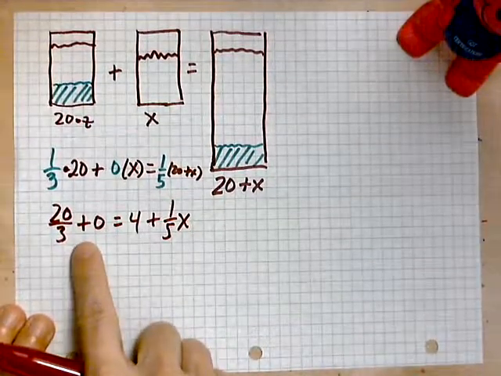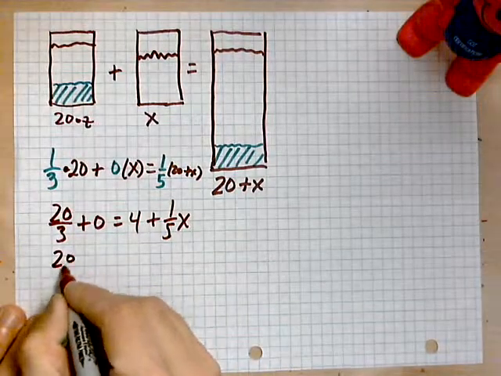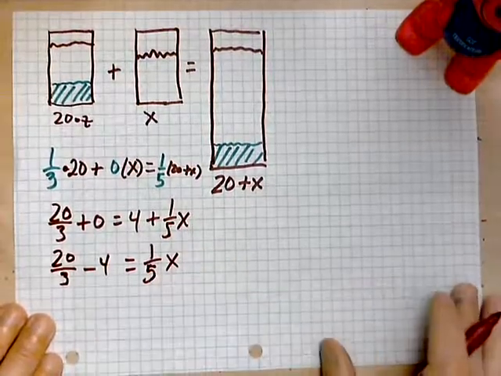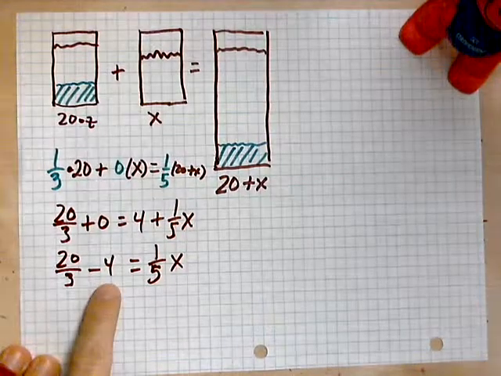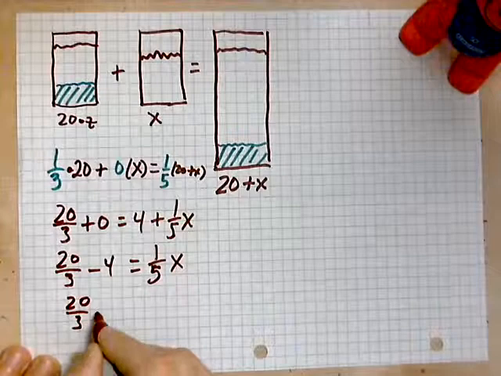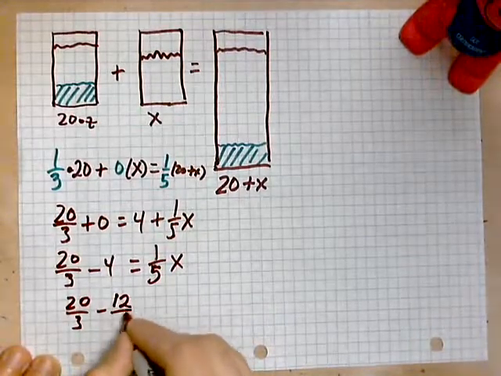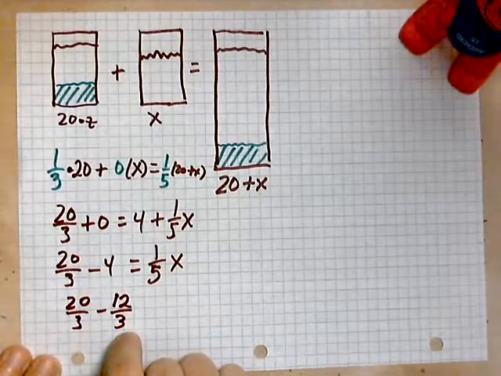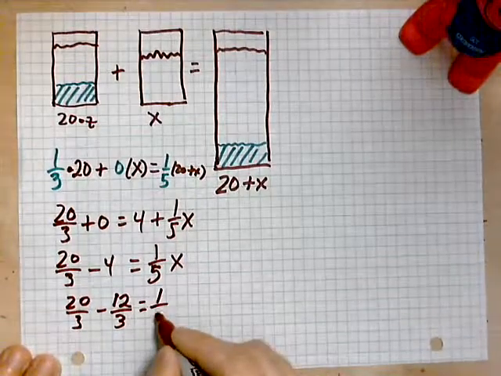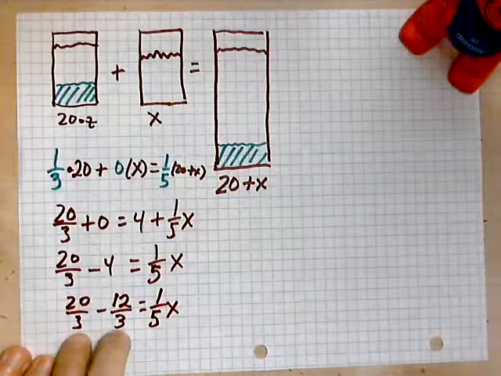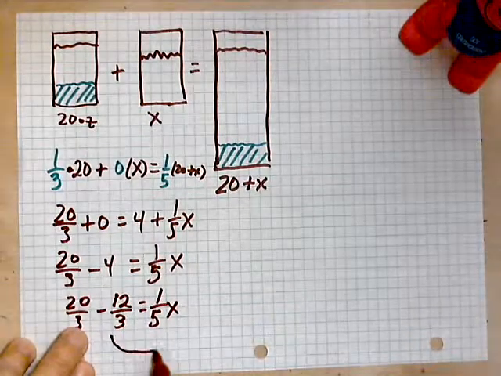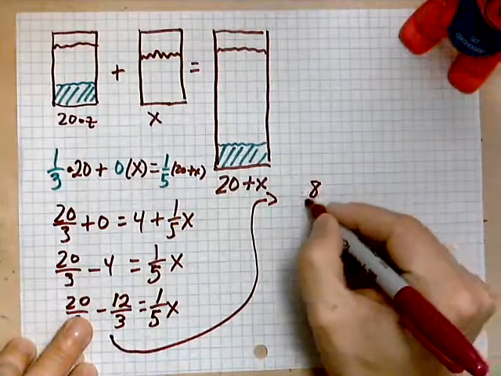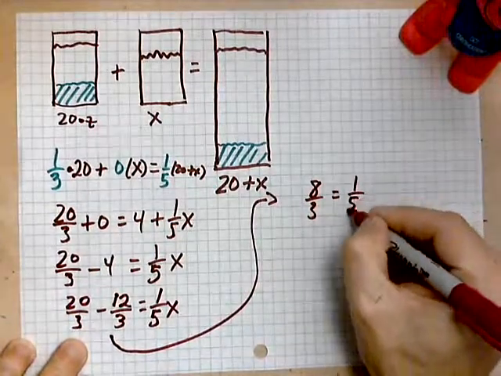Next move. Take the 4, move it to the left side. So you'll have 20 over 3 minus 4 equals a fifth of x. Next move. Combine by having the same denominator. So 20 over 3 minus 12 over 3. 12 over 3 is just another way of expressing the number 4. 12 divided by 3 is 4. And all of this still equals 1/5 x. Simplify the left side. So I'm going to draw an arrow to indicate I am moving over here. So 20 minus 12, of course, is 8. So you've got 8/3 equals a fifth of x.